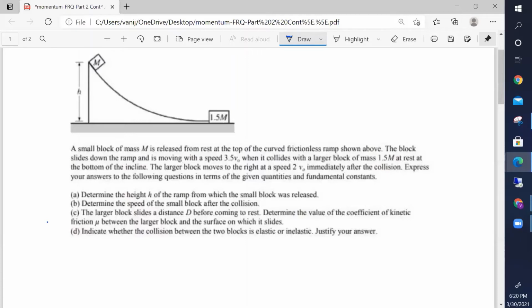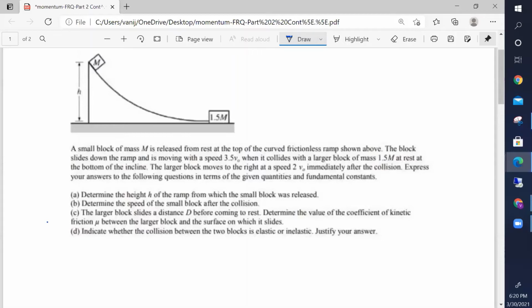Express your answers to the following questions in terms of the given quantities and fundamental constants. When they're talking about fundamental constants, they mean things like acceleration due to gravity g, spring constant k, things of that sort. So you can use those fundamental constants and the given quantities. That means you can use m, 1.5 m, 3.5 v0, 2 v0, right?